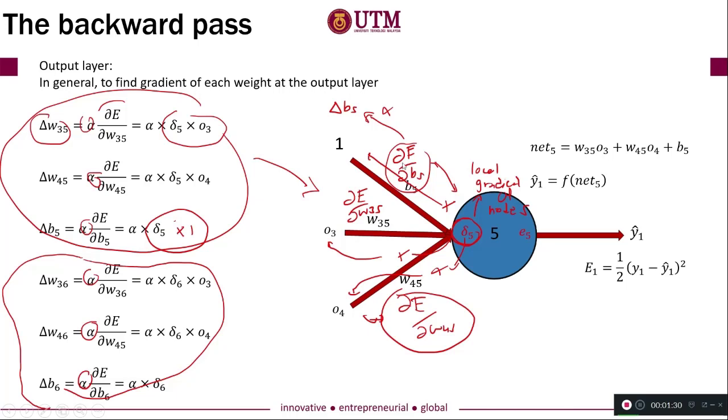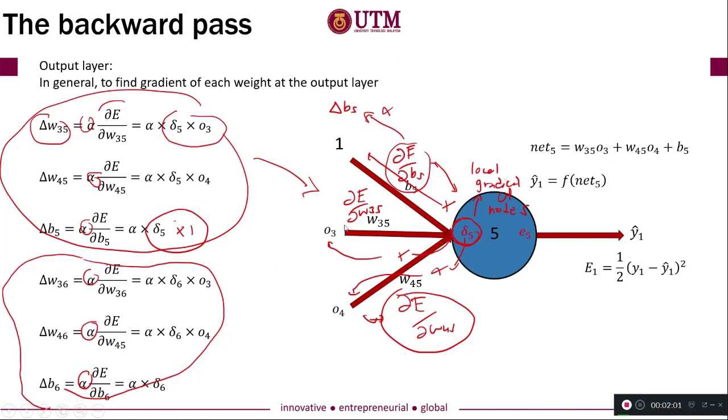To find del E over del B, you just multiply the delta of that neuron with the input going toward that line. If you talk about B5, this one multiplies with this one. If you talk about W35, this one multiplies with this one to find del E over del W35. You can repeat the same process for neuron number 6, which produces this expression as well.